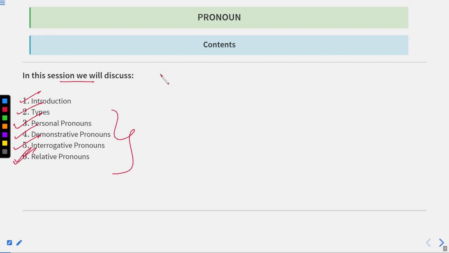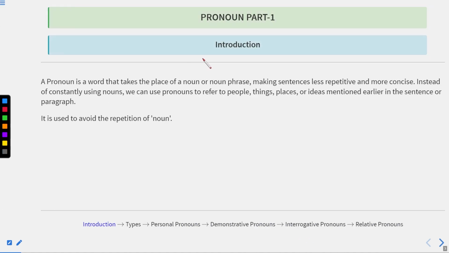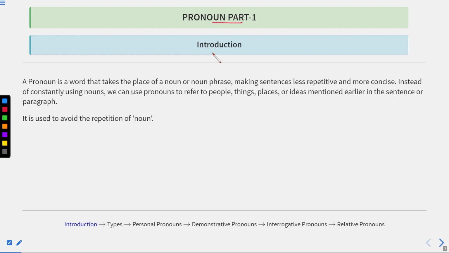Okay. So first of all, let's begin with the introduction of pronoun. So first of all, we'll see what is pronoun. We'll define pronoun over here. We'll define what is actually the role of pronoun in our life as well as in our communication. Okay. So here you can see the definition of pronoun.